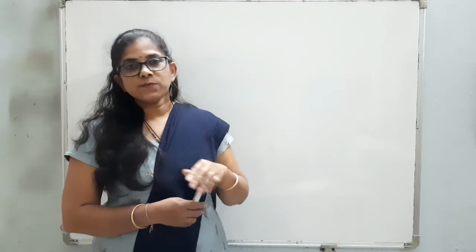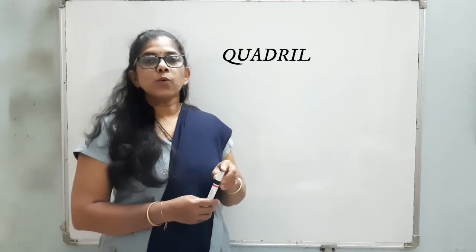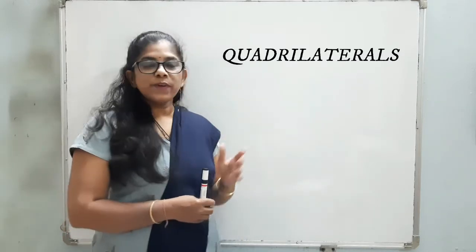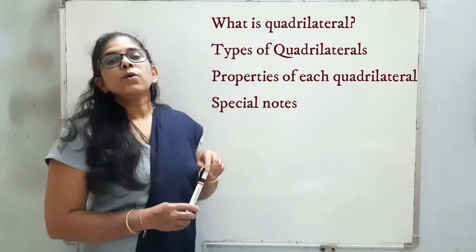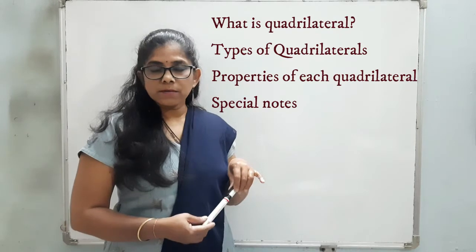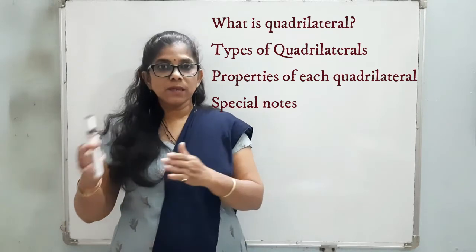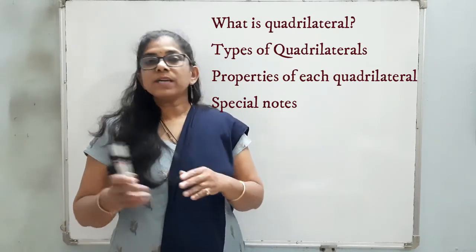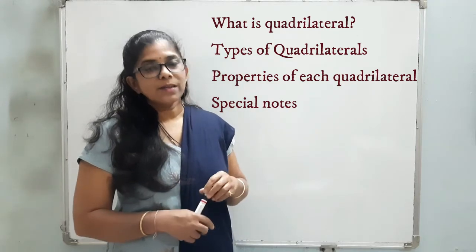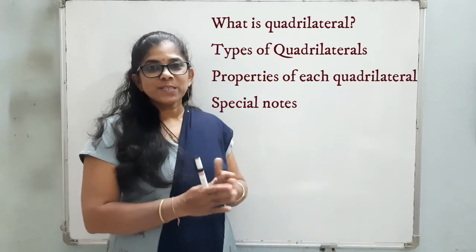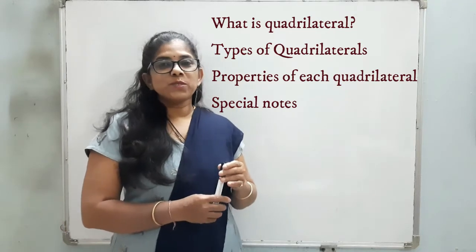In this video, we are going to cover one important topic of geometry for standard 8 as well as standard 9, and that is quadrilaterals. In this first video, we are going to see what is the meaning of quadrilateral, what are different types of quadrilateral, what is the difference between these different types, what are the properties of each and every quadrilateral, and also some interesting aspects regarding these different types.